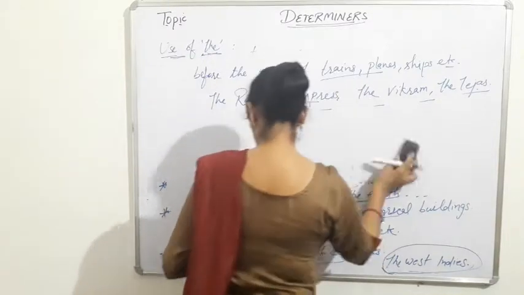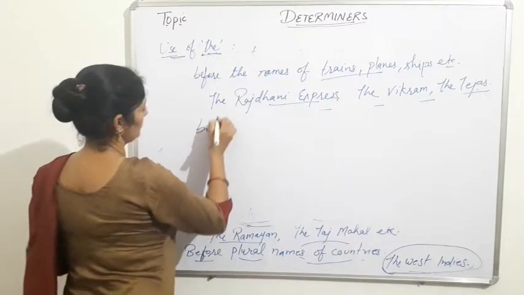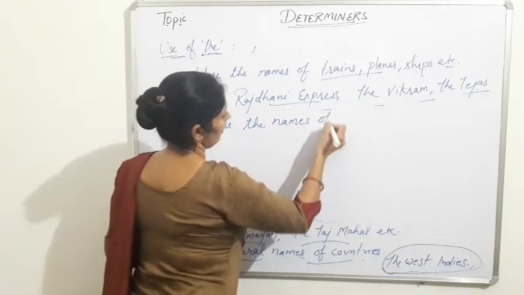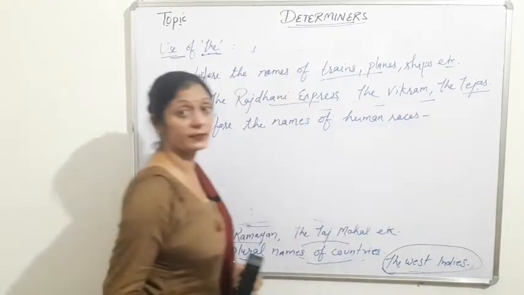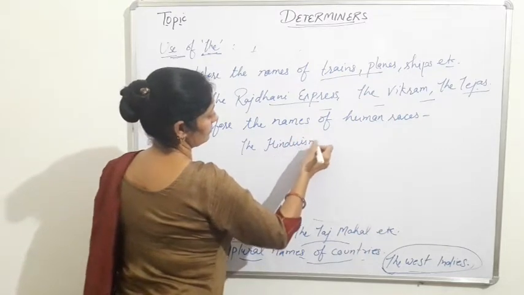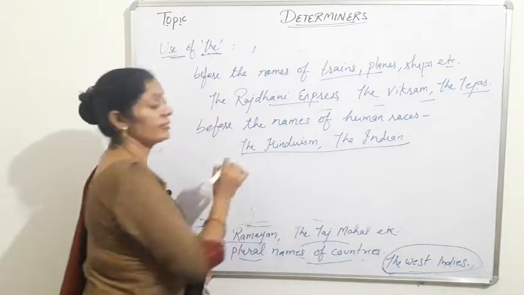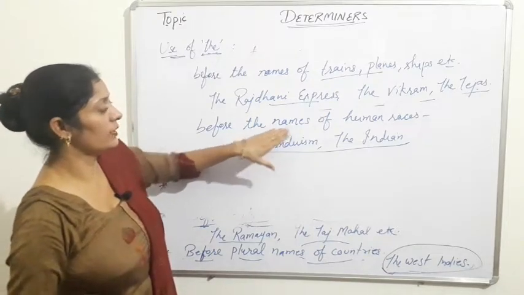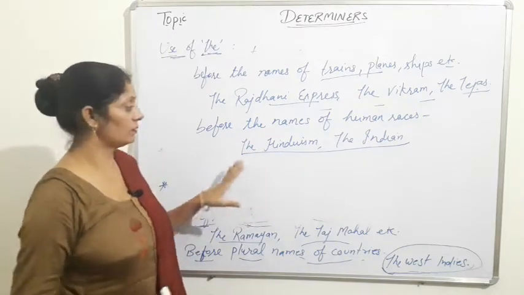Next is before the names of human races to show nationality. As I say, the Hinduism, the Indian. These show nationality. These show religion. Before the names of human races, to show nationality or to show religion, we use "the".